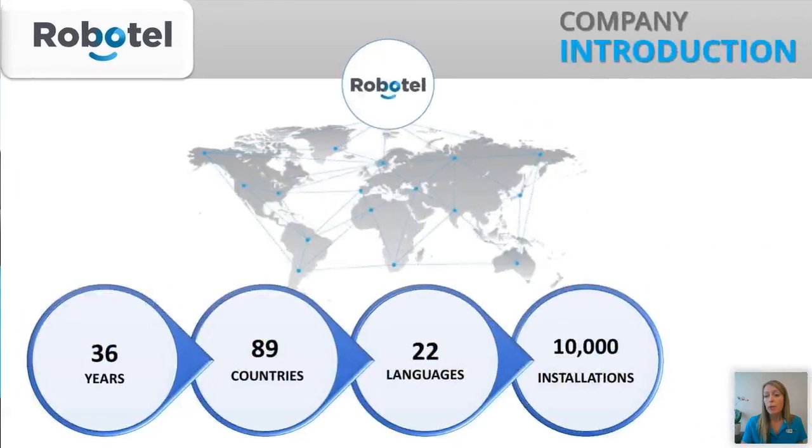So the other things that I think are very valuable about Robotel is that not only have we been in business for 36 years, or we will be celebrating our 36th year, but we are in over 89 countries around the world. We have over 10,000 installations. So this isn't something that will be brand new to us. If you are trying it, we're really going to stand beside you and walk beside you on this process.